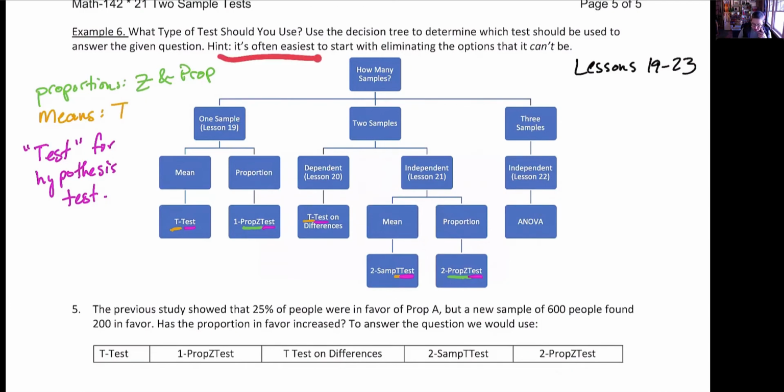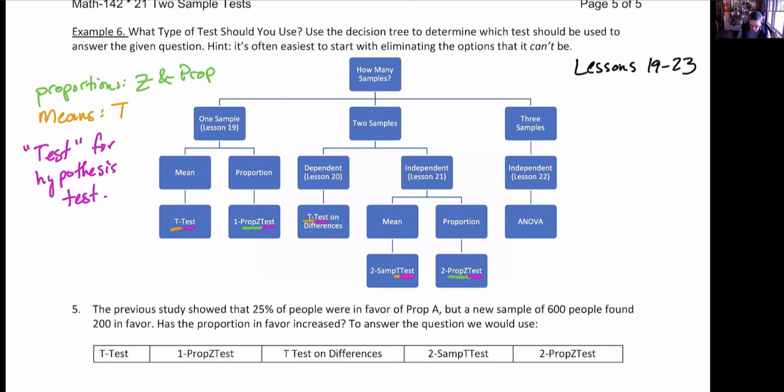I think it's often easiest to start with eliminating the options it can't be. Okay, so there's a few things that can help you eliminate it very quickly. If we're talking about averages or means, it's going to be a T. It's going to have a T in here somewhere. T, T, T. If it's proportions, it's going to say Z and prop Z. Okay, and remember test, because it's hypothesis tests.